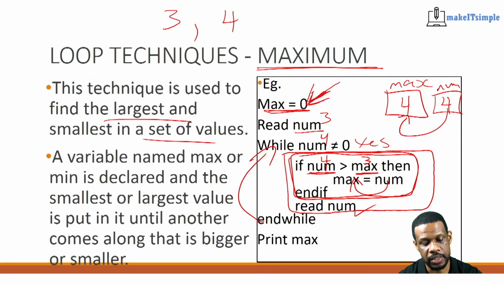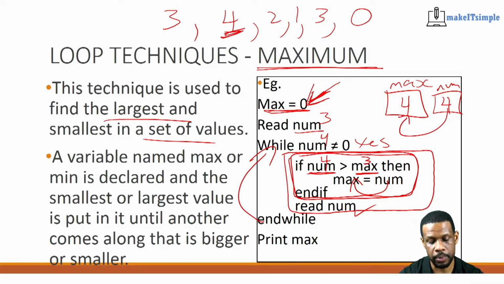This process will keep going on as long as Phil doesn't put in a 0. Now Phil could put in a 2, a 1, and a 3 here. 4 will still be the highest number that we ever got. As soon as Phil puts in a 0, we'll read the number and we'll get a 0. And it will say, while 0 is not equal to 0, wait, the answer to that is not yes. The answer to that is no. Because the answer is no, we stop everything that's inside the loop. The whole while loop is done, and then we'll just print out the max.